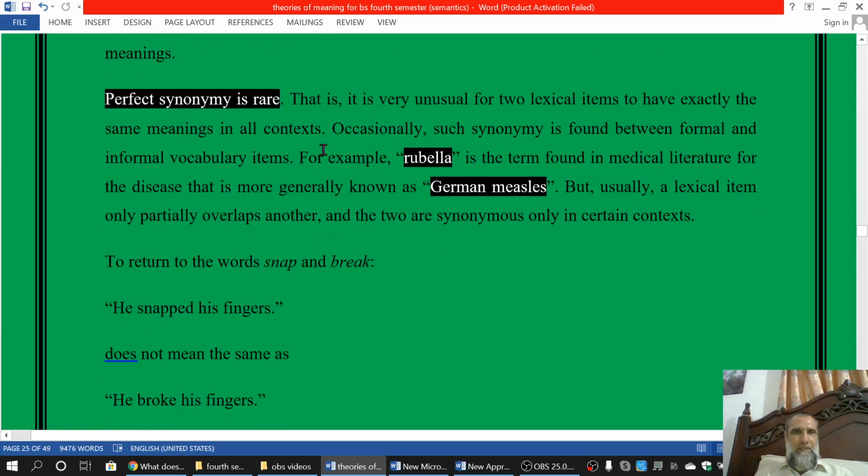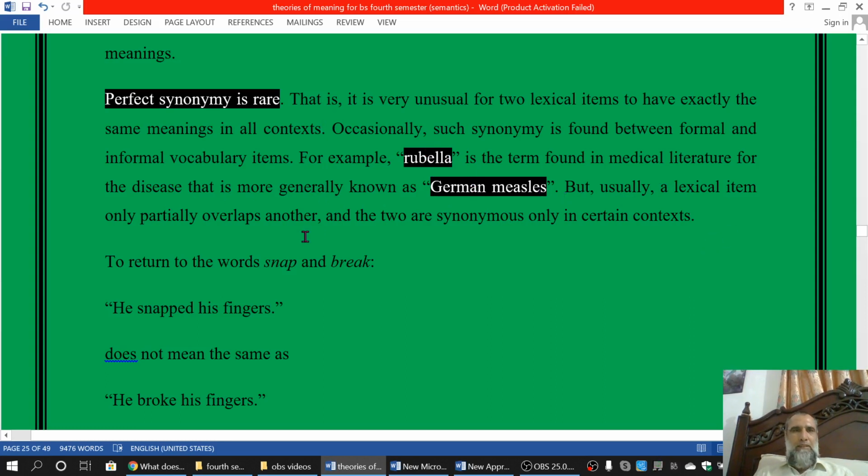Perfect synonymy is rare. مکمل synonymy بڑی کم پائی جاتی ہے. That it is very unusual for two lexical items to have exactly the same meanings in all contexts. ہر context میں exactly the same meaning ہونا بڑا مشکل ہے. Occasionally such synonymy is found between formal and informal vocabulary items. Formal informal vocabulary items میں یہ synonymy perfect پائی جاتی ہے. For example, rubella is the term found in medical literature for the disease that is more generally known as German measles.